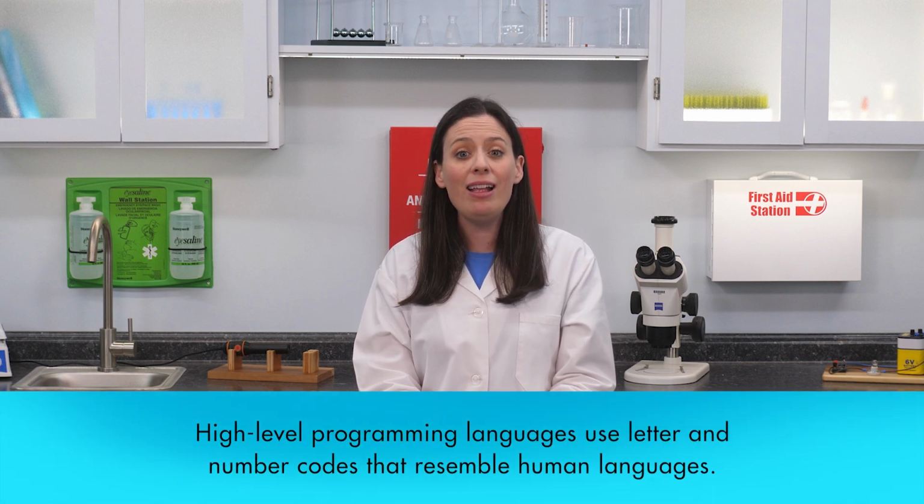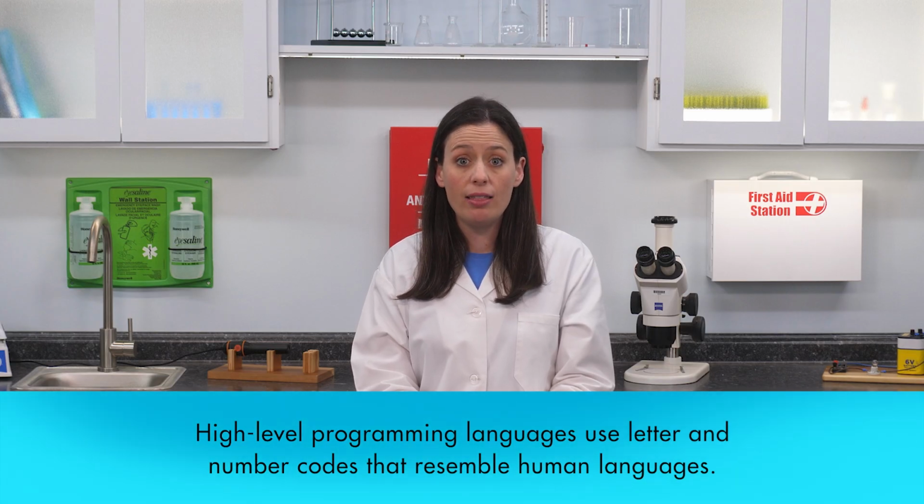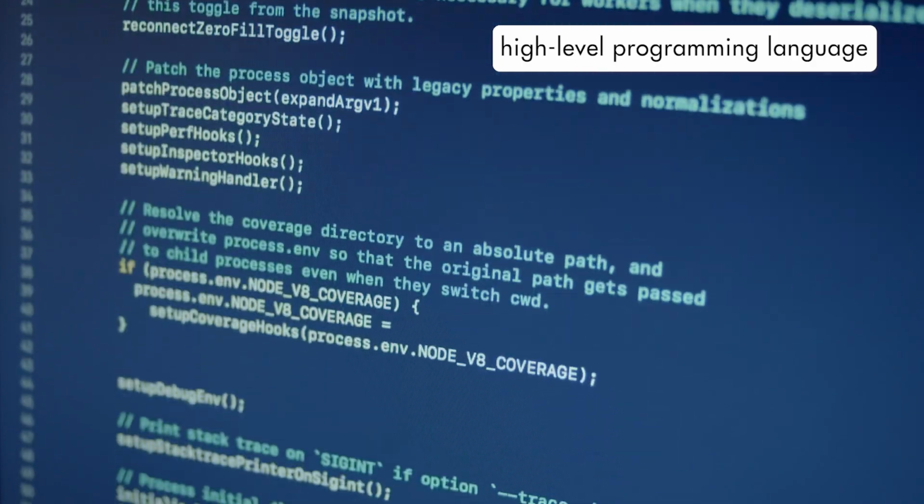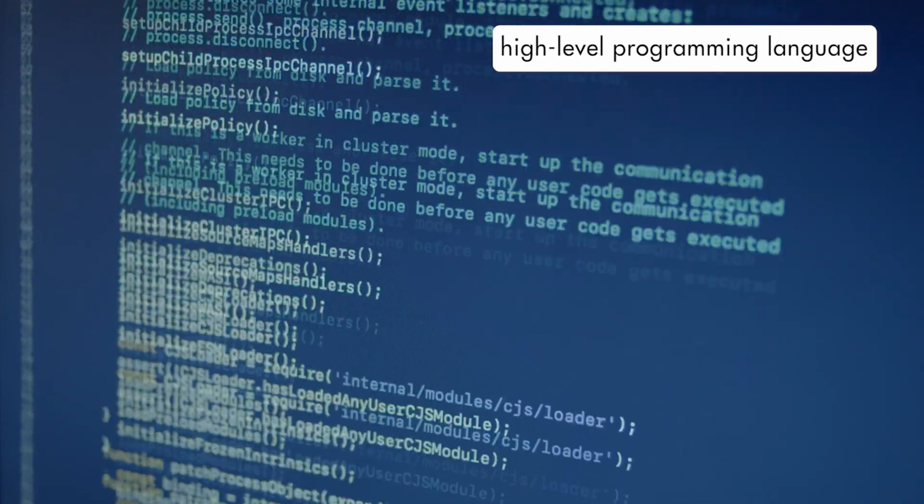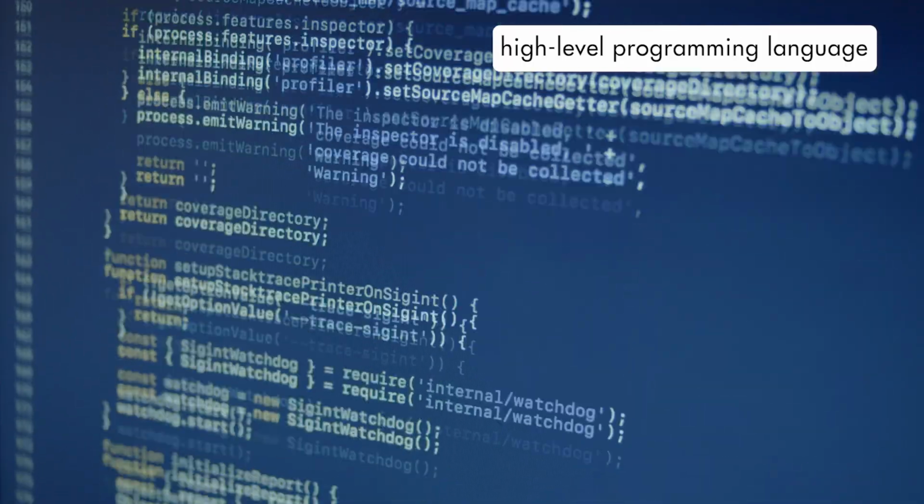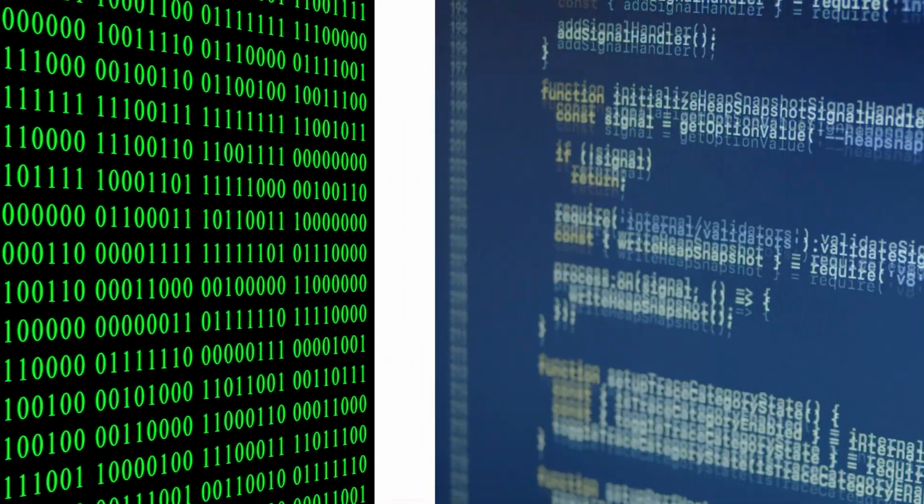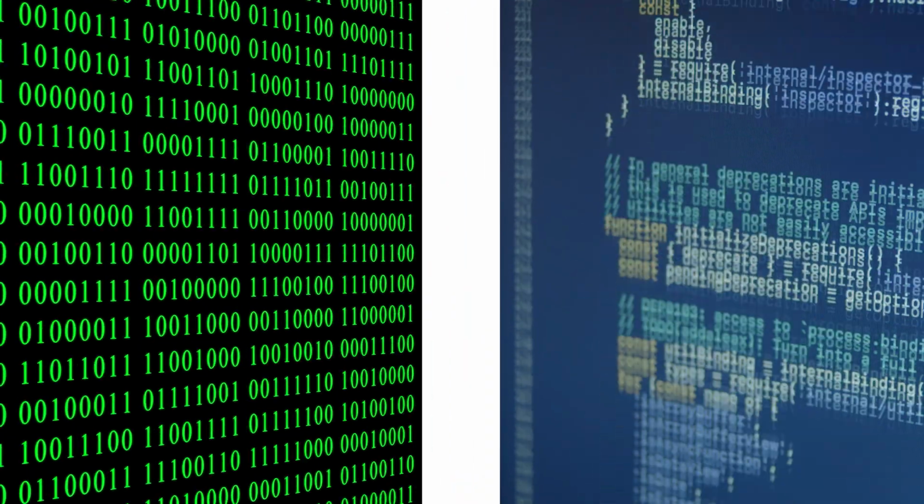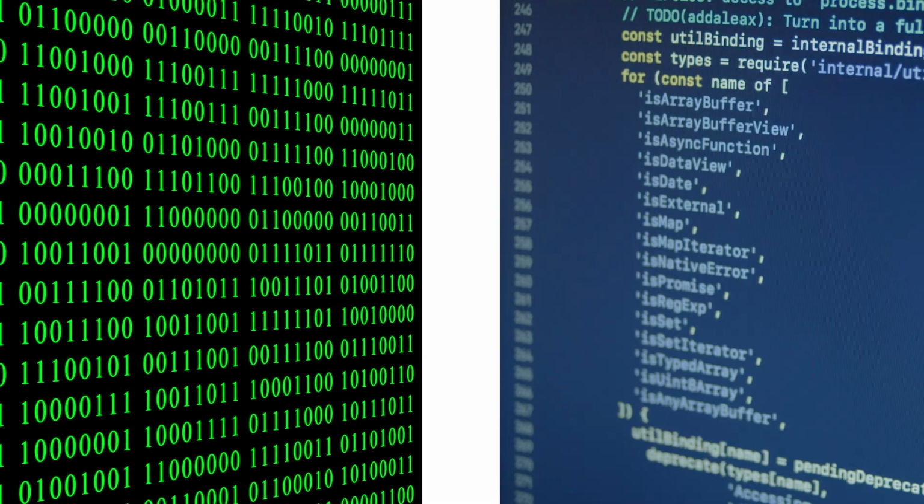To avoid these issues, programmers use high-level programming languages, which are easier to read and understand. High-level programming languages use letter and number codes that resemble human languages. Some examples of high-level programming languages are Python, JavaScript, Visual Basic, and C++. High-level programming languages interact directly with humans.